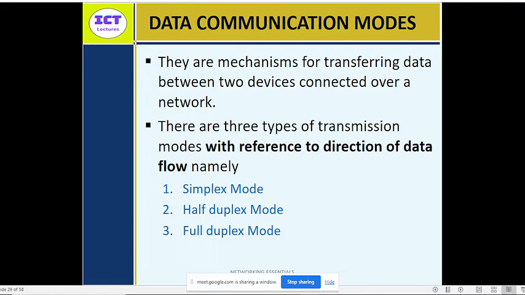Like initially, when maybe we didn't have smartphones, we had the walkie-talkies. We had very funny ways of communicating. So there are three types of modes that you can use: simplex mode, half duplex, full duplex. What are they?